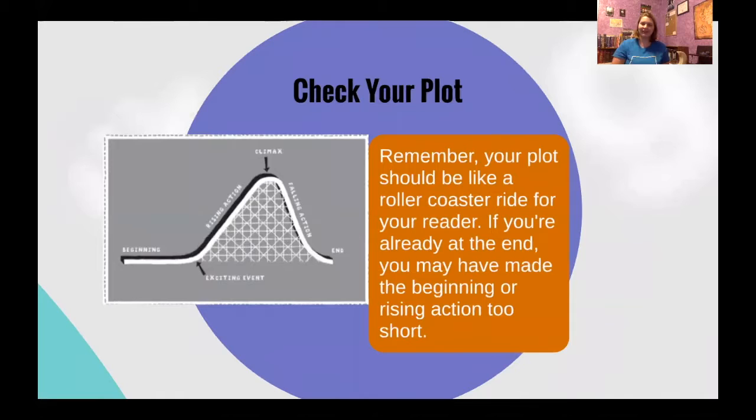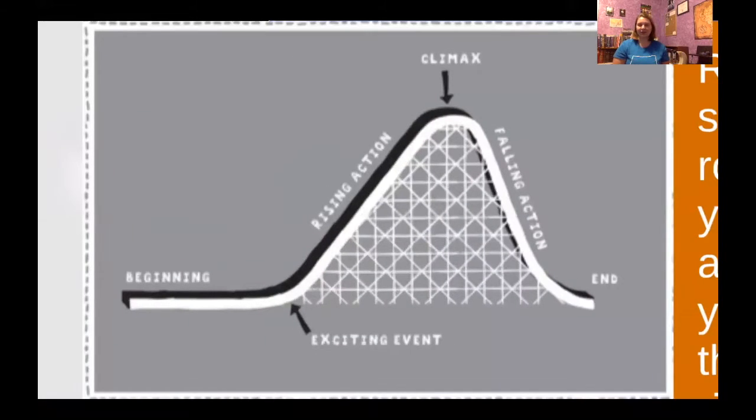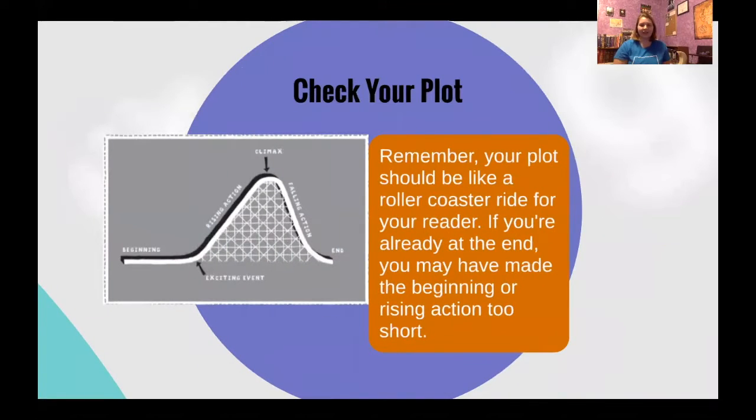If you've been on the NaNoWriMo site, you may have seen this picture. Remember that your story should follow this arc. It should look like a roller coaster. If you're already at the end, you may have made the beginning or the rising action too short. You don't want your reader to just be on a really short roller coaster ride. Going up the hill is half the fun.